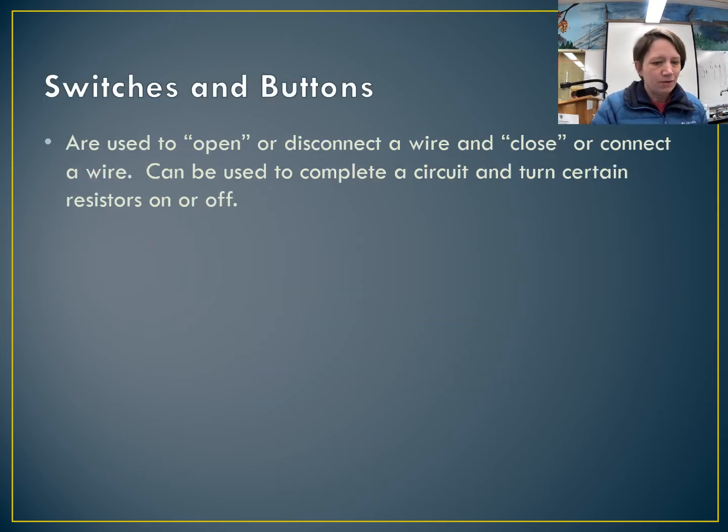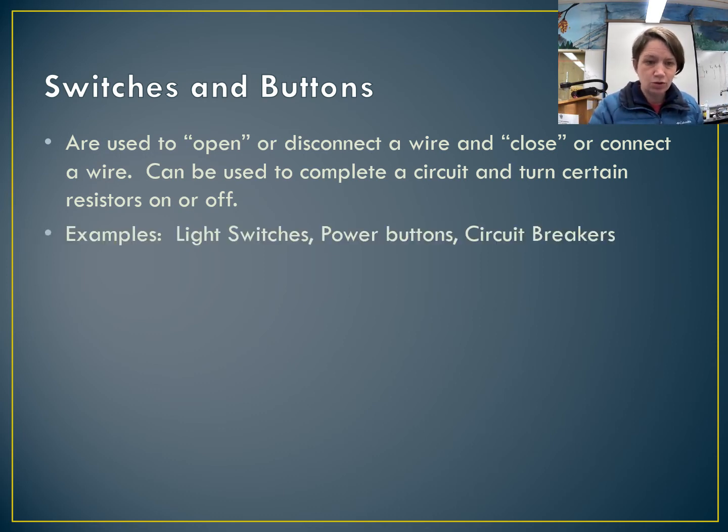And then the optional device in circuits is a switch or a button. And these are used to open or disconnect a wire, or close, which means connect. So it's kind of like a door, except that open means the electrons can't go through, right? Because there's a gap, and closed means that they can. Switches and buttons can be used to complete the circuit, or they can be used to just turn certain parts of the circuit on or off, which is really convenient.